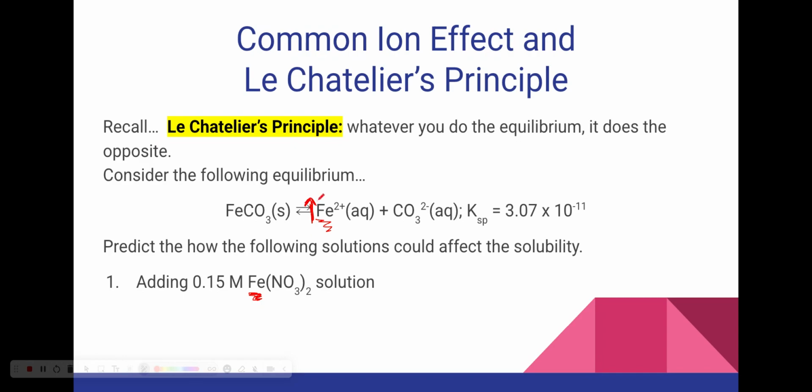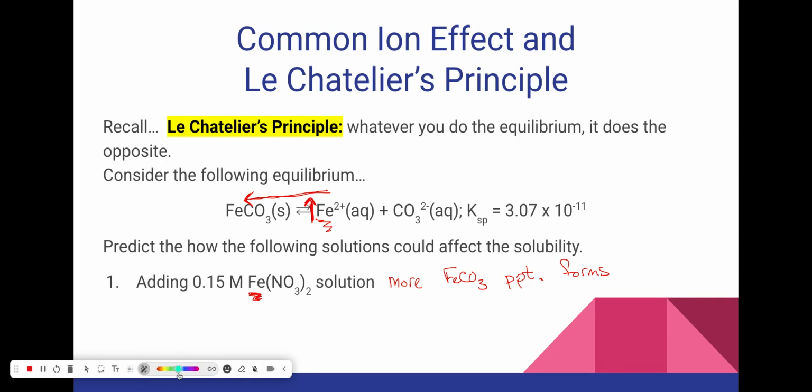And as you guys know, according to Le Chatelier's principle, if I increase the concentration of a product, the equilibrium will shift towards the reactants. So what that means is more iron carbonate precipitate forms. Okay, and again, it goes back to Le Chatelier's principle. That's how I always like to look at the common ion effect, is I like to apply Le Chatelier's principle because it's just the easiest way to interpret it.